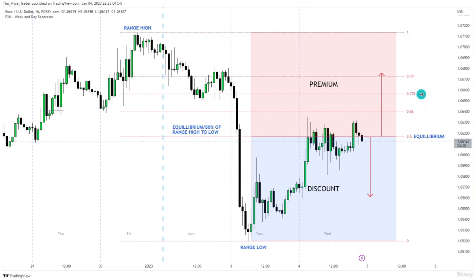Then we have 70.5% and 79%. This is the ultimate premium, which I don't like price to go beyond when I'm looking to be a seller, because once it goes beyond it, it's very likely to take out this range. But there are other instances where price might go all the way to this range, take out this high, and then reverse. It highly depends on the daily bias and the weekly bias.